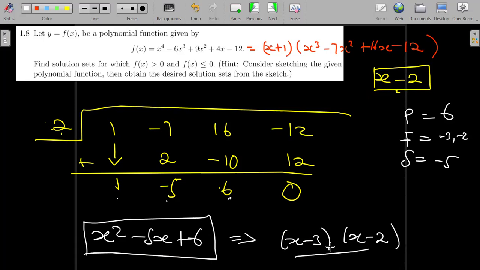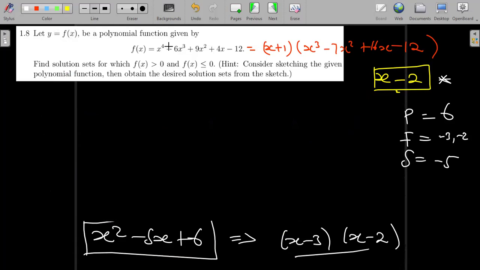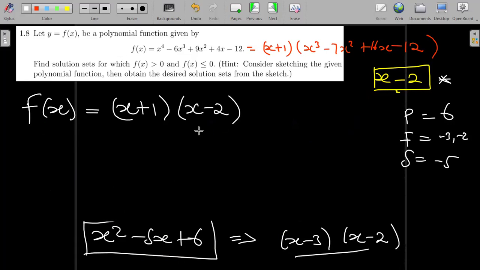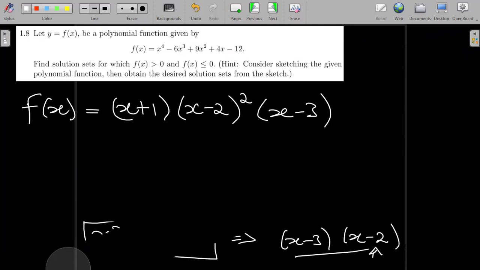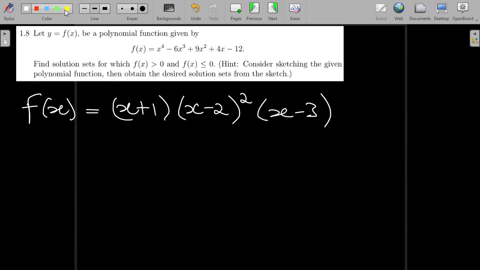So from this, I have these factors. Remember, this is a factor and x plus 1 is a factor. So it means the f of x, this function here, I can simply write it in terms of its factors. So it will be the first factor, x plus 1, the second factor x minus 2, but x minus 2 appears twice because I have it here and I also had it there. So it will be squared and then x minus 3 there. Okay, so we have written the polynomial in terms of its factors. So once we have it in its factors, then we can simply sketch it.